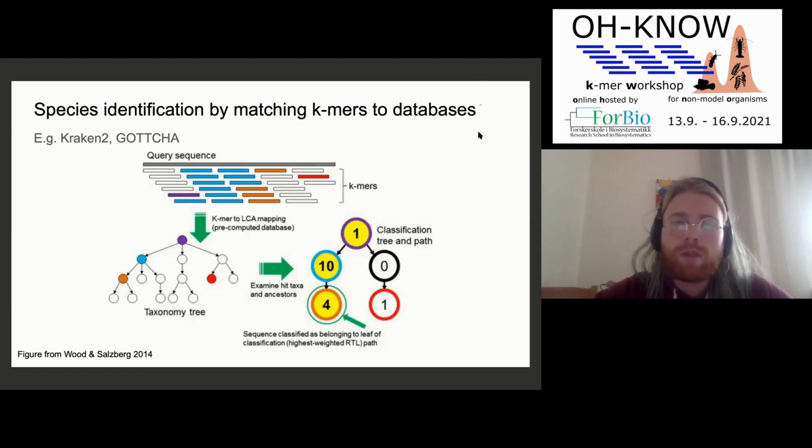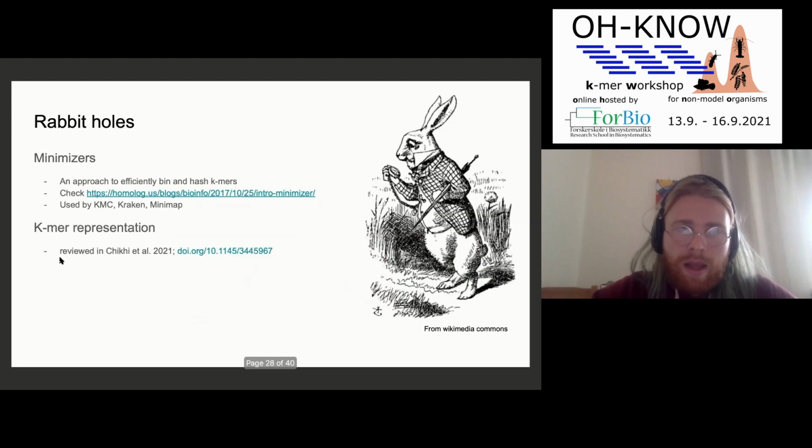And there are more approaches like this. There is another called Gotcha that works for understanding where the species come from by matching Kmers. And I also think that Siavash will later on talk about other techniques, how to do this even using skimming data. Now we're avoiding a second rabbit hole.